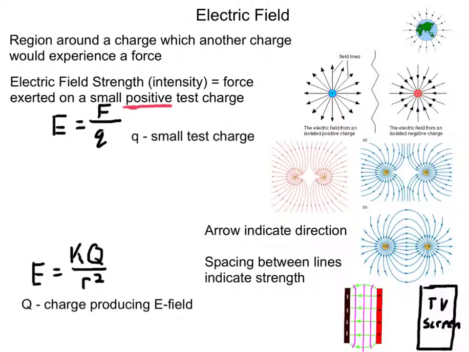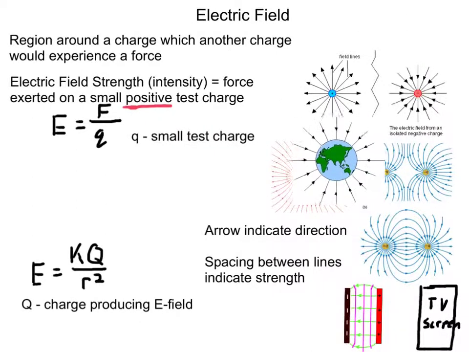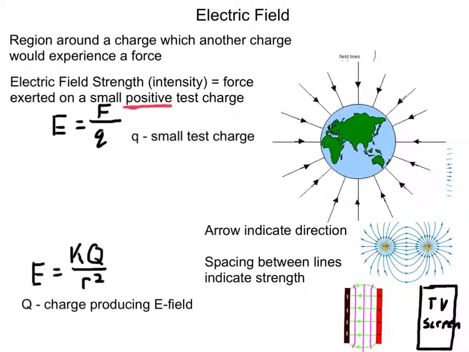All right, so we're going to talk about electric fields now. An electric field is a region around a charge, which another charge, whenever it's placed in that, is going to experience a force. Now, this idea should be at least somewhat familiar because you're used to seeing it with gravity, or at least you have an idea with this, right?